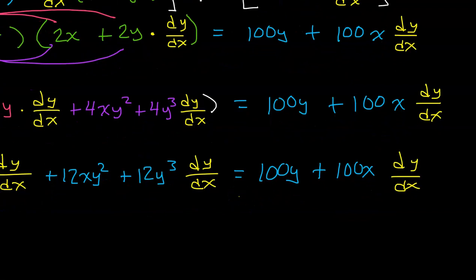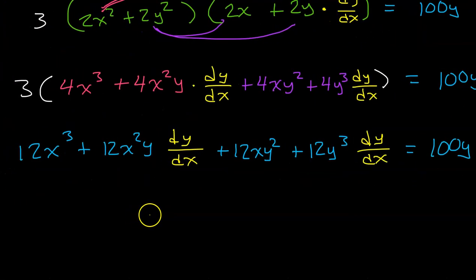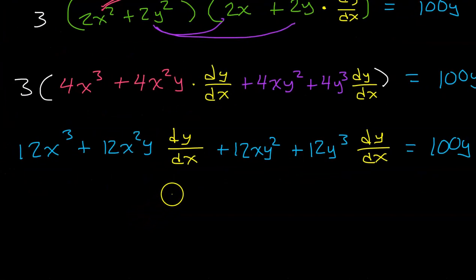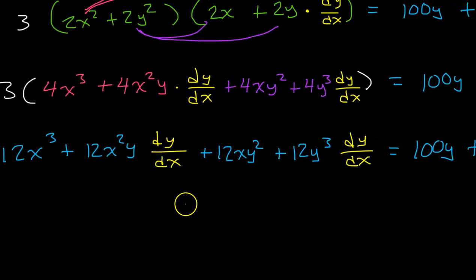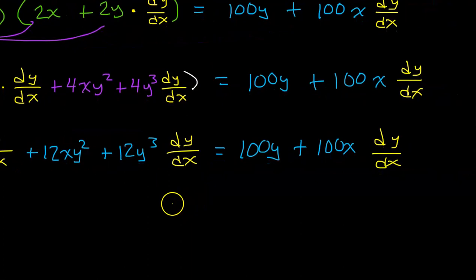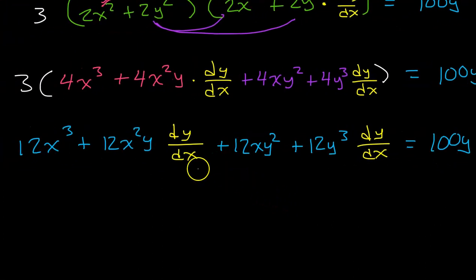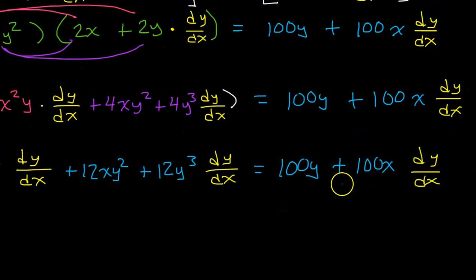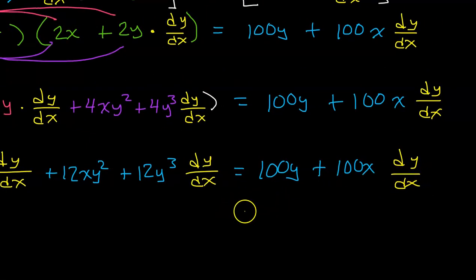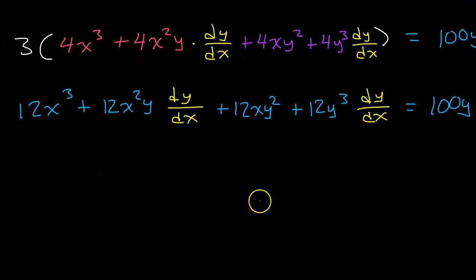Okay, in order to solve this for dy dx, we need to get all of the terms that have dy dx in it on the left side of the equation, and all of the terms that don't need to end up on the right-hand side of the equation. So count these dy dx's. I have 1, 2, 3. They all need to end up on the left.